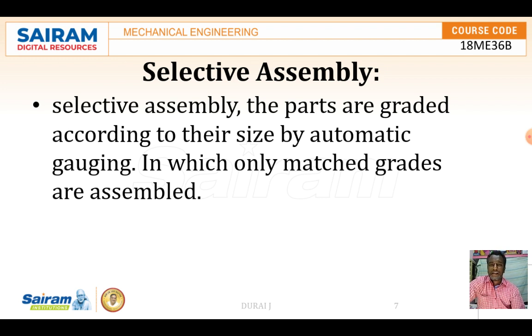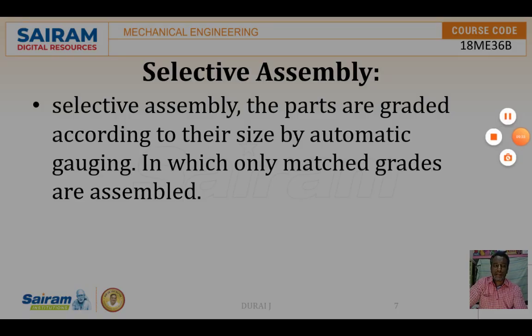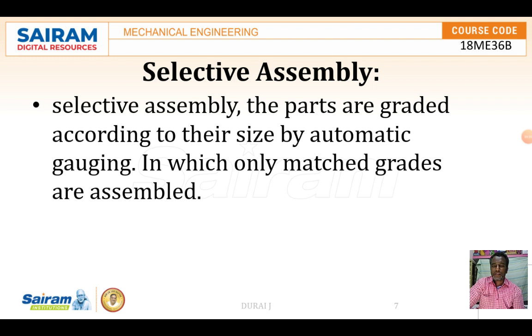Okay, so mainly this selective assembly and interchangeability are used to replace components in assembling devices and assembling components. So this is about selective assembly as well as interchangeability. This plays a major role in replacing the components. Okay, thank you.